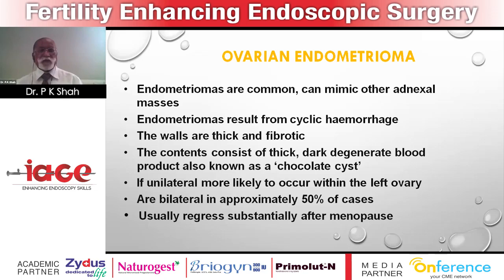Done. Ovarian endometriomas are common and can mimic other adnexal masses. They result from cyclic hemorrhage. Walls are thick and fibrotic, and contents consist of thick, dark, degenerated blood products, which we call chocolate cysts. If unilateral, it is more common on the left side. Bilateral disease is present in almost 50% of cases. And usually it regresses after menopause.